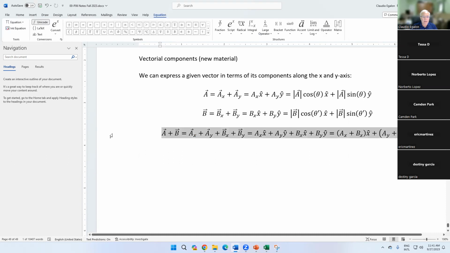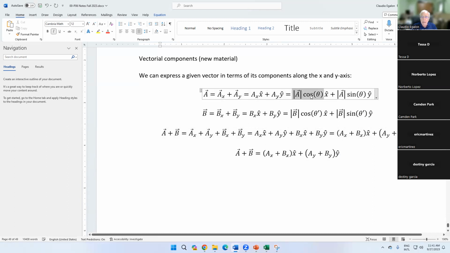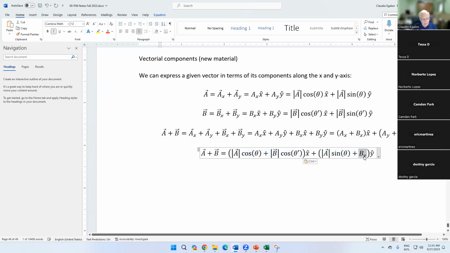We can go to the next step too. The next step would be what? To write that in terms of theta and theta prime, right? We can go to the next step if we want. The next step would be something like that. And something like that. Okay.